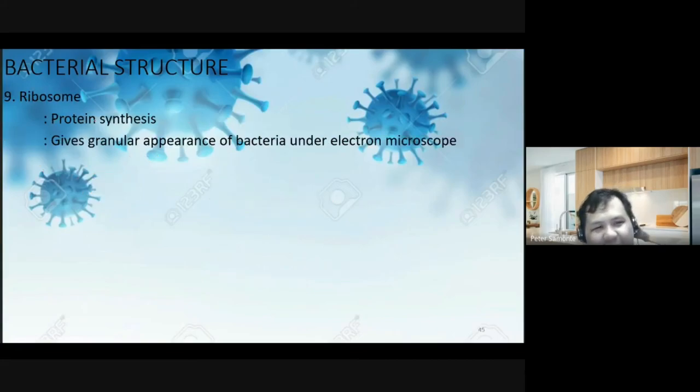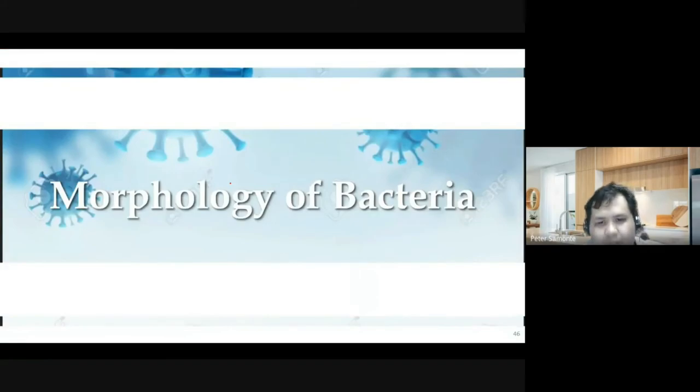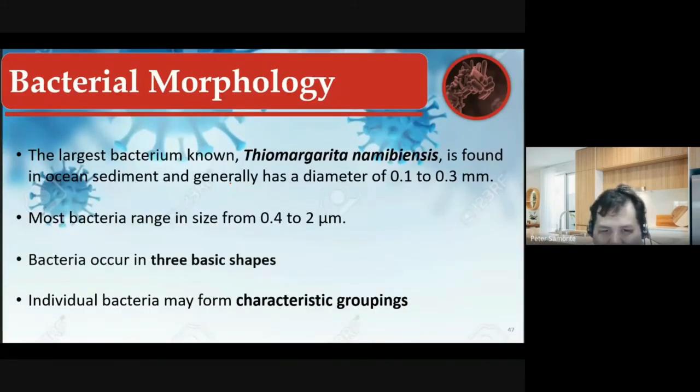Okay. So, we have your ribosome. This is responsible for your protein synthesis. Now, your ribosome, class, would appear circular. That's why, whenever you look under an electron microscope, it gives a granular appearance to your bacteria. Then you have to take note, class, of the main topic, which is the morphology of bacteria. The largest bacterium known, class, is Thiomargarita namibiensis. It is found in ocean sediments and has a diameter of 0.1 to 0.3 millimeter. Remember, most bacteria range from 0.4 to 2 micrometers. But Thiomargarita namibiensis has a diameter of 0.1 to 0.3 millimeter.